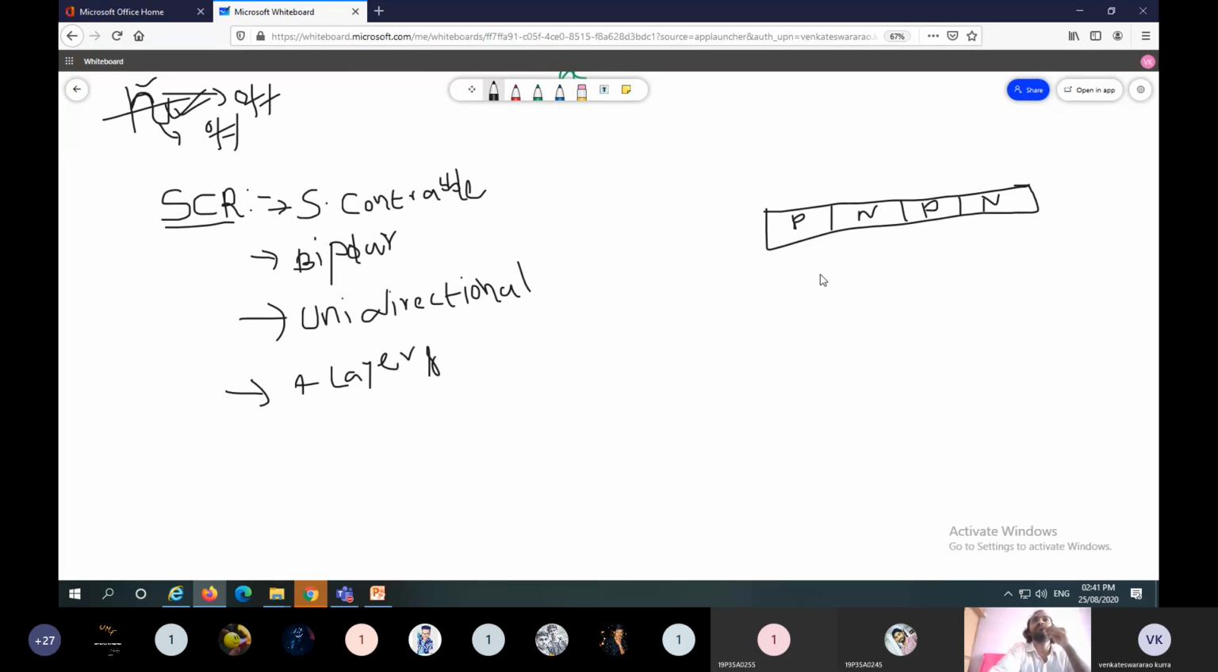How many terminals are there in SCR? Number of terminals is 3. Anode, cathode, gate. And gate is connected to which layer? P layer. This one is gate. So 4 layer, 3 terminals, 3 junction device. This one is junction 1. This one is junction 2. And this one is junction 3.